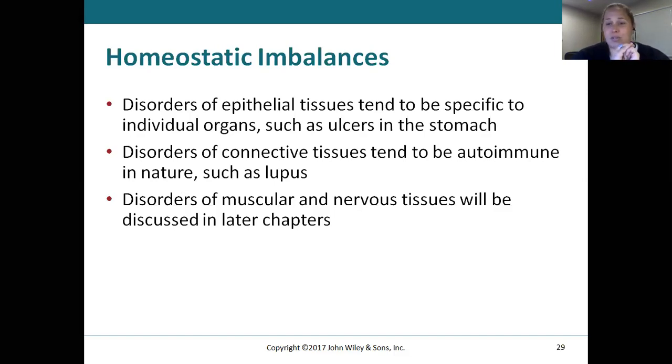Disorders of the connective tissue tend to be autoimmune, meaning that your immune system is attacking itself. Some of those immune system cells that we saw have a dysregulation, and they are not able to determine self from non-self, so they attack self, which is autoimmune. You are attacking yourself in some way and destroying those tissues. Lupus is a great example of an autoimmune disease.